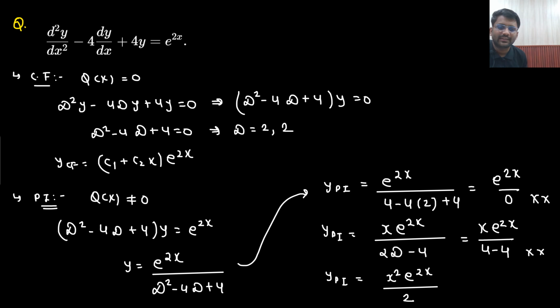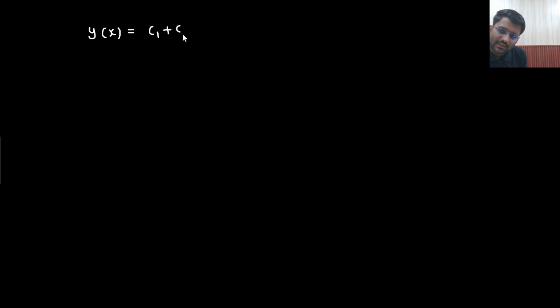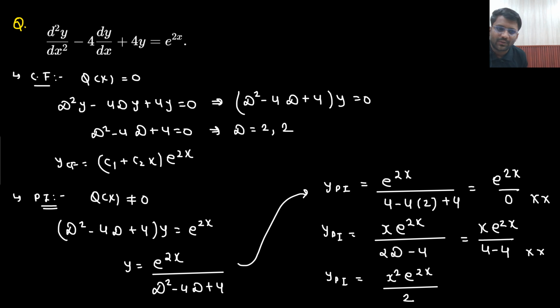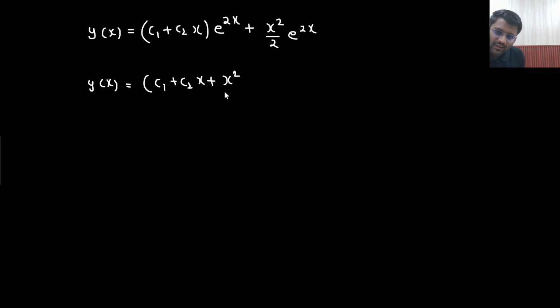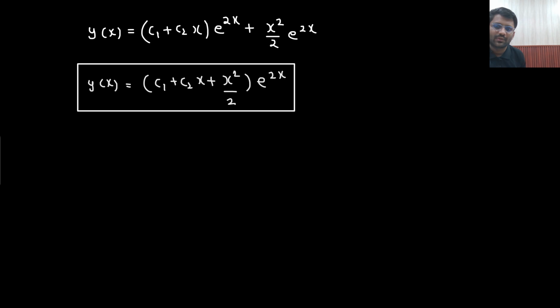So what is the final answer that you are getting? y of x is a function of x, and I can write it as c1 plus c2 x times e to the power 2x, plus x squared by 2 e to the power 2x. These kinds of questions are very famous in the examination. You will be able to solve these kinds of questions very easily. So this will be the answer. Say yes or no. Okay, very straightforward.